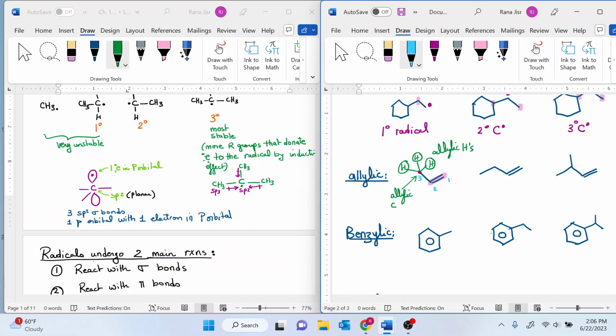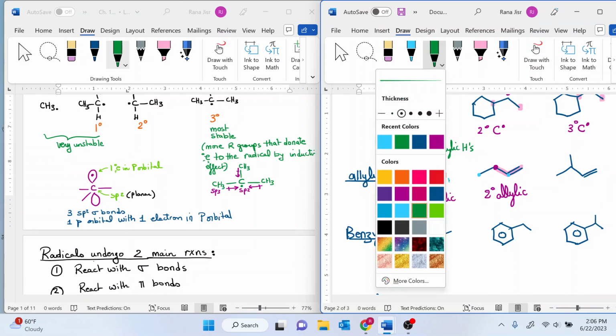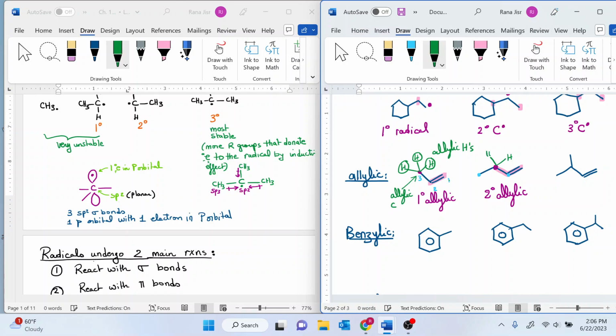So this one over here, if you look at carbon number 3, there is only one carbon connected to it. So this is called a primary allylic. Now, if you look at the second example over here, this is going to be my allylic carbon. And this carbon is connected to 2 carbons. This is 1 and this is 2. So this is going to be a secondary allylic. And of course, I will end up having my allylic hydrogens in there. So the 2 hydrogens here, I'm going to call them allylic hydrogens.